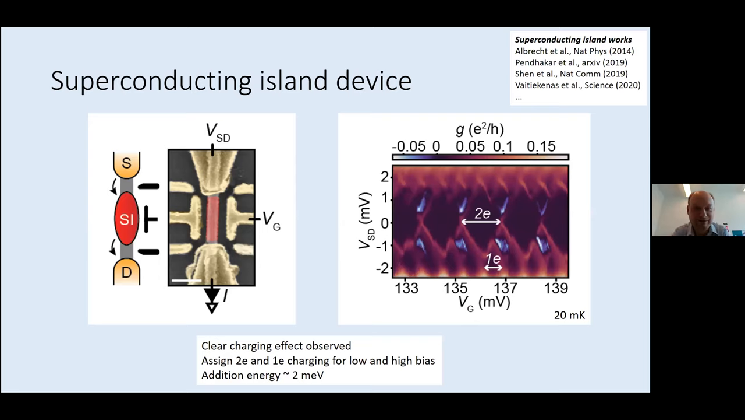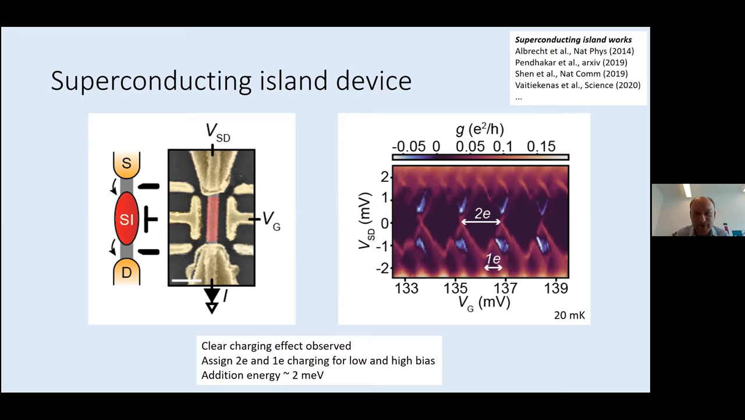And finally, as I promised, we also have made this island, as you see on the left, with a piece of lead coupled to two normal leads. One example is shown here. If you make a gate voltage versus source drain, you will see Coulomb diamonds. If you look at low bias, you can see some spacing here, which we assign to 2e, and at high bias above the gap, the spacing is half, which would be this 1e due to single electron tunneling, you could call it.